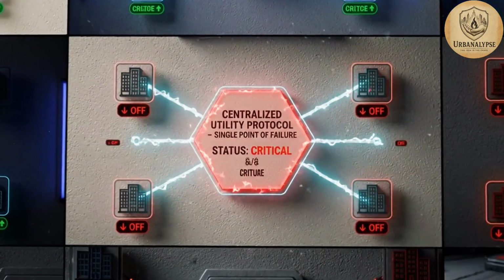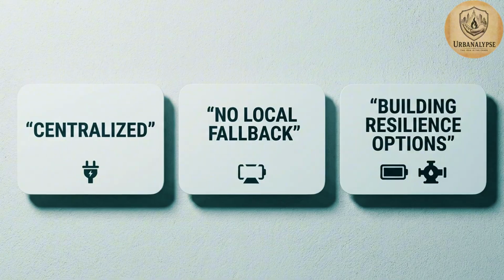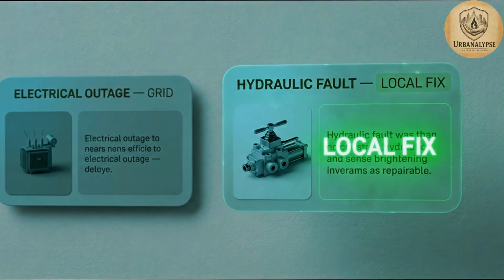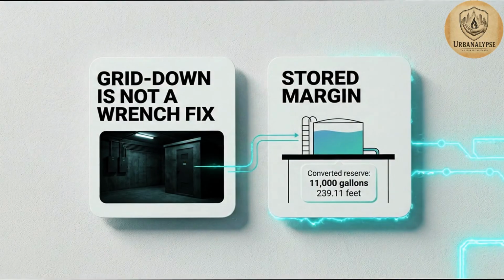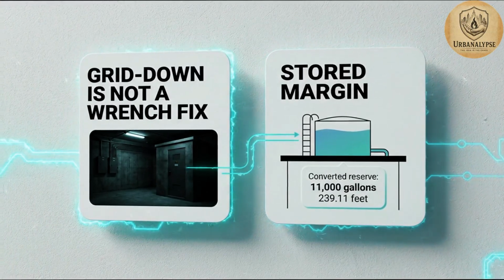The centralized utility protocol is a single point of failure. It has no distributed fallback for individual buildings. Electrical outages and hydraulic faults are distinct. A hydraulic fault is addressable locally. A grid down event is not addressable with a wrench. What you can address is your stored margin.